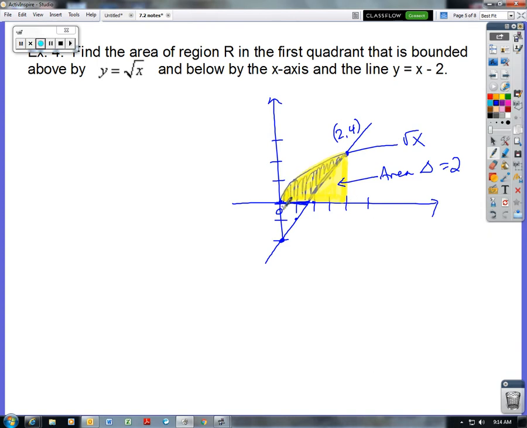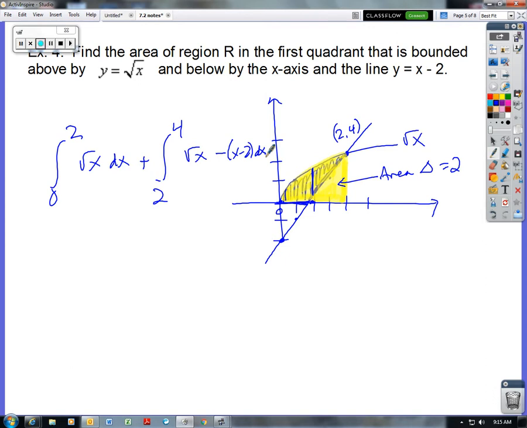So you could go from 0, actually this crosses right here. You could find this area right here first. So the integral from 0 to 2 of root x dx, plus the integral of this little region, which is the integral from 2 to 4 of root x minus the line, x minus 2 dx. So that's one way to do it. That takes more work, as you can see.